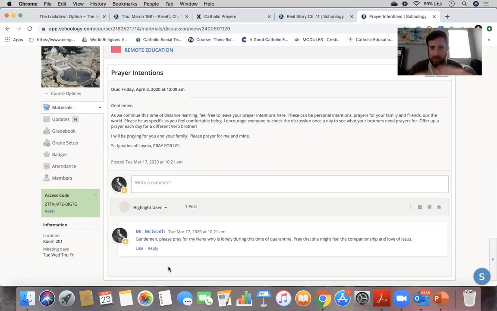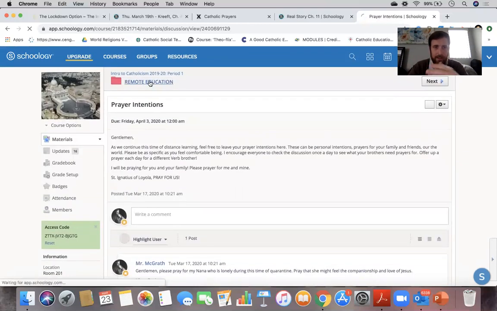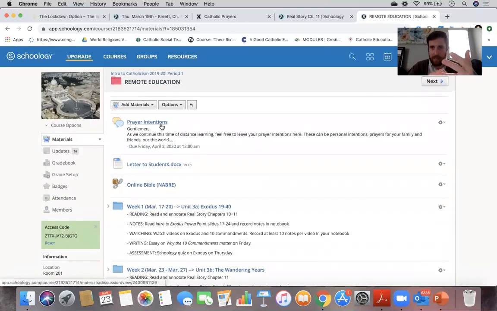That way it's not just, okay, here's a list of things. It's actually, we're using it. We're actually building our relationship even though we're apart. So please, every time you come onto this folder, come to this prayer intentions, check it out, see if anyone's posted, and add something yourself. If there's something that's been on your heart, something you're going through, or something that's on your mind, put it on this discussion board, and I'll be sure to check it out, and I hope others will check it out as well.